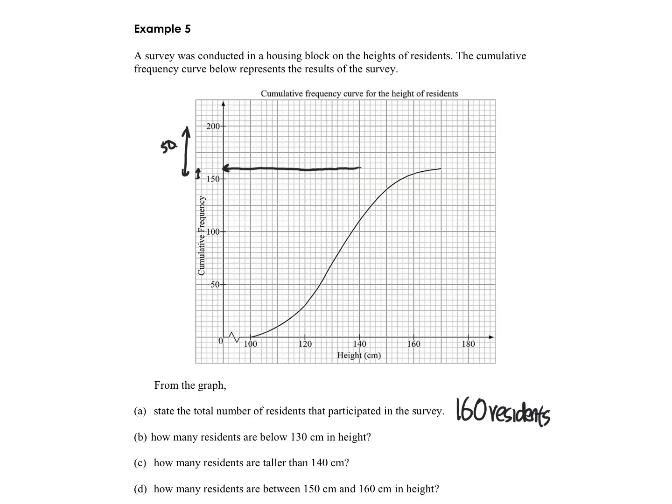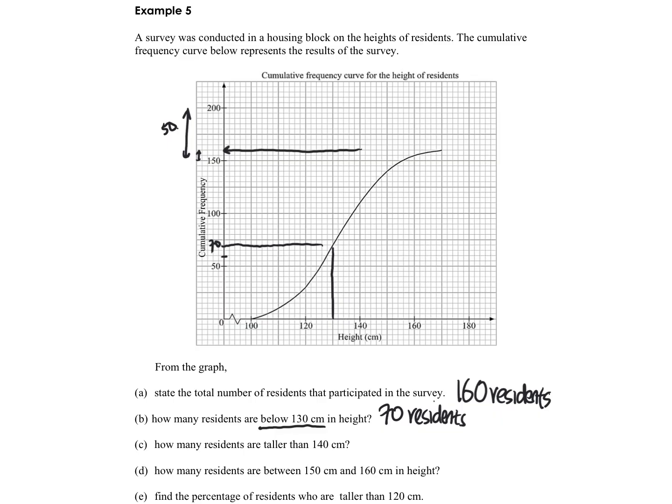Okay, next one. How many residents are below 130 cm? So you go to 130 cm and then you read. Every 2 boxes is 10, so 50, 60, 70. So 70 residents have height below 130. So all these are the children.